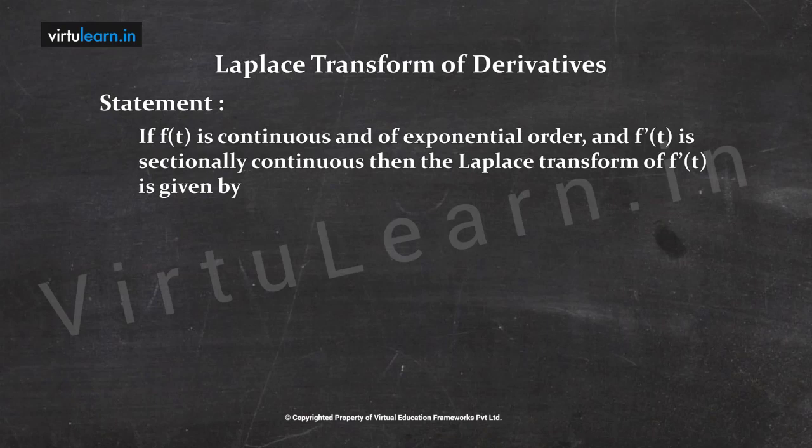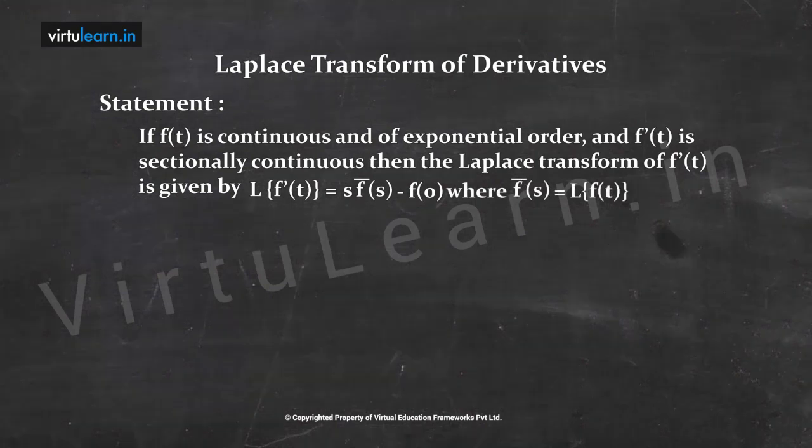And f dash of t is sectionally continuous, meaning piecewise continuous. Then the Laplace transform of f dash of t, where f dash of t means the first derivative, is given by: Laplace transform of f dash of t equals s into f bar of s minus f of 0, where f bar of s is the Laplace transform of f of t. This is the statement of the Laplace transform of derivatives.